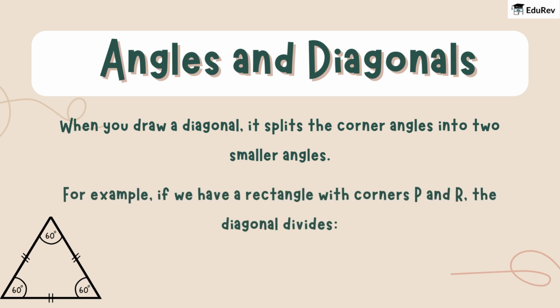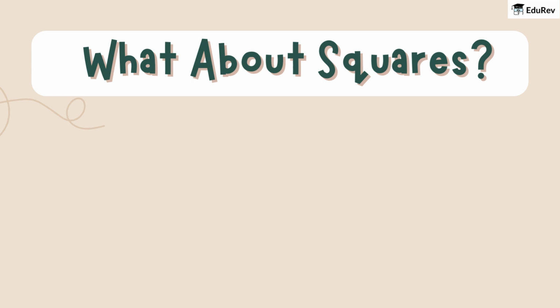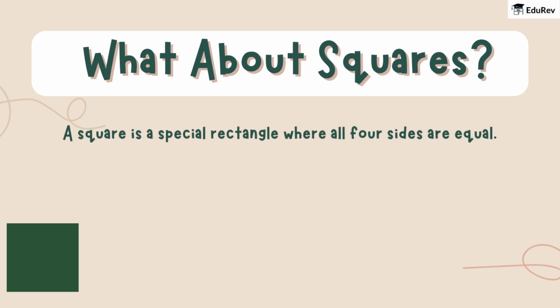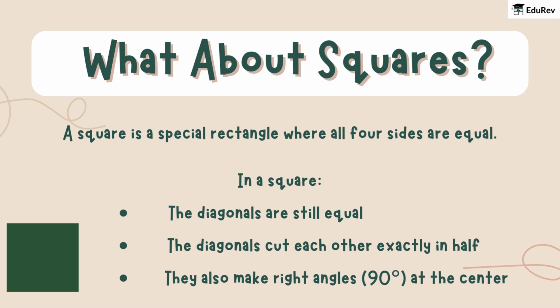For example, if we have a rectangle with corners P and R, the diagonal divides angle P into two angles, and angle R into two angles. What about squares? A square is a special rectangle where all four sides are equal. In a square, the diagonals are still equal. The diagonals cut each other exactly in half. They also make right angles, 90 degrees, at the center.